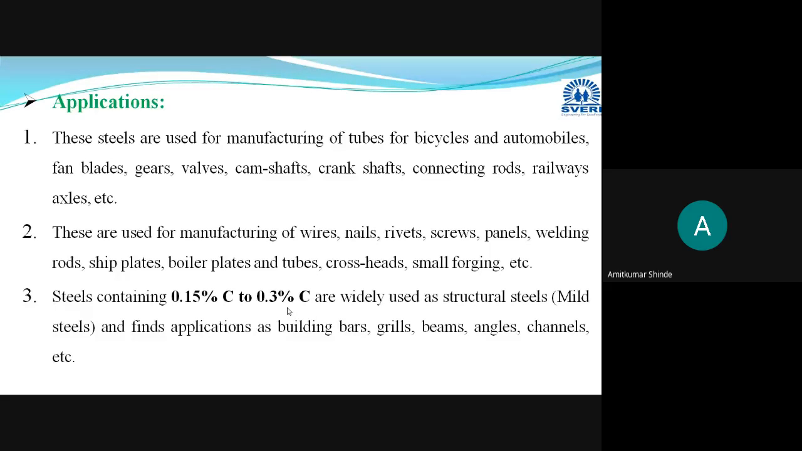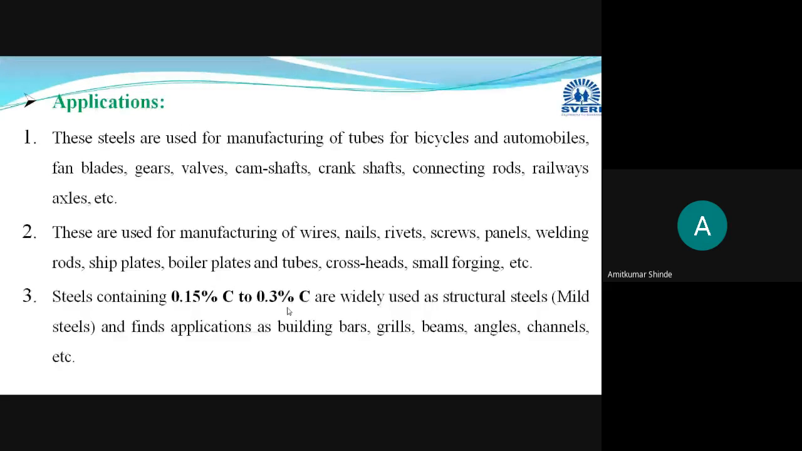I have told you that the structural steels, whichever structural components you are using in the building or in the construction, are all low carbon steel, which comes under the category of the mild steel. And then in the automobile sector, different tubes are made, which we are using in the bicycles, automobiles, and then the fan blades we are using in our home, then different automobile vehicle components, like crankshaft, connecting rods, then different types of gears, all these are manufactured with the low carbon steels.